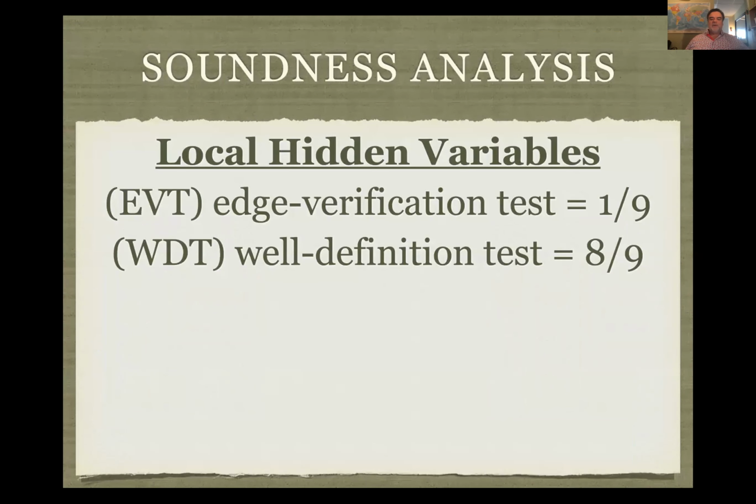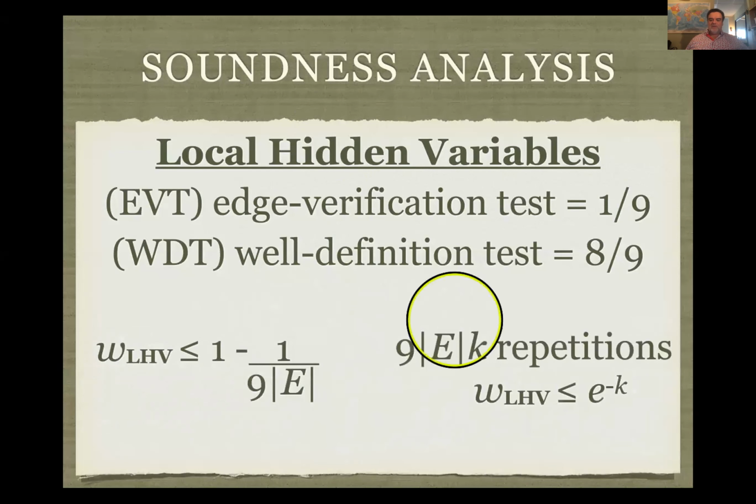Now, if you alternate the consistency test, which we call the well-definition test, and the edge verification test, then we can get a soundness error, which is actually pretty bad. But if we repeat sufficiently many times, linearly in the number of edges, we're going to get an exponentially small error probability.